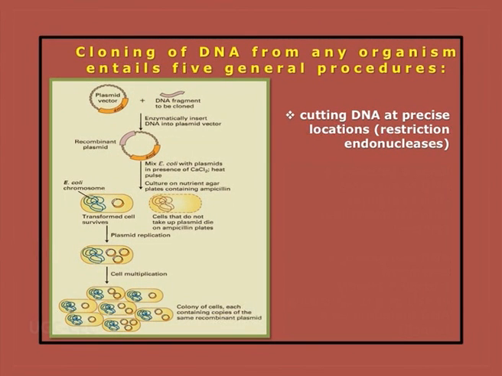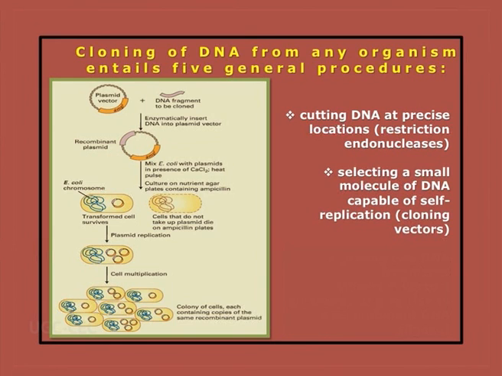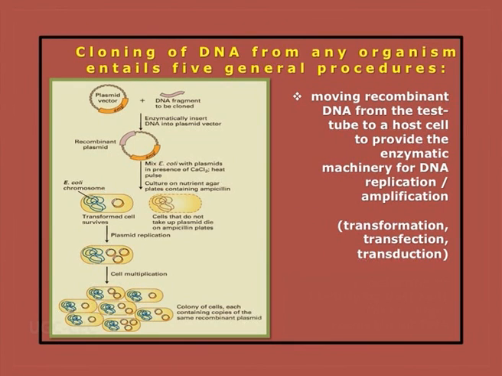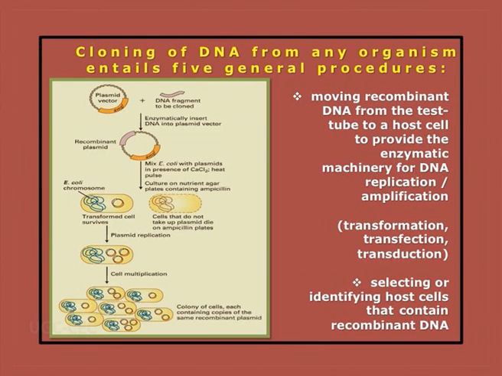Number one step is cutting the DNA at a precise location using restriction endonucleases. Second, selecting a small molecule of DNA or carrier DNA which is capable of self-replication. Third is joining these two DNA fragments, taking help of an enzyme called ligase, which forms a covalent linkage between the carrier molecule and the gene of interest. And the next step is that this recombinant DNA that is formed is to be introduced inside suitable host cells by means of transformation, transfection and transduction. And finally, we need to select those cells that received the recombinant DNA.